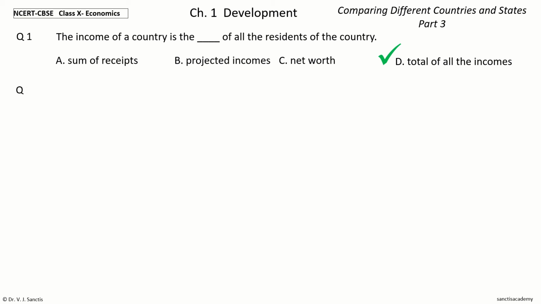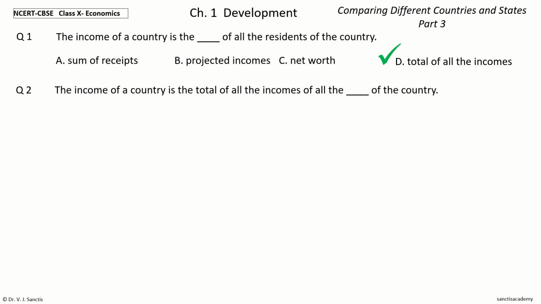Question 2. The income of a country is the total of all the incomes of all the dash of the country. The options are citizens, salaried people, residents, netizens. Your time to choose. And the answer is residents. So, the income of a country is the total of all the incomes of all the residents of the country.